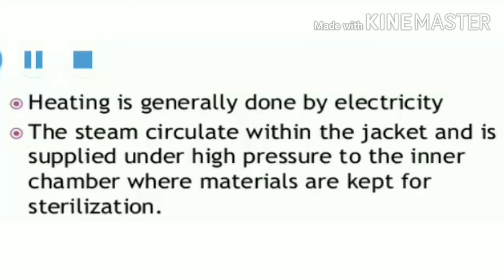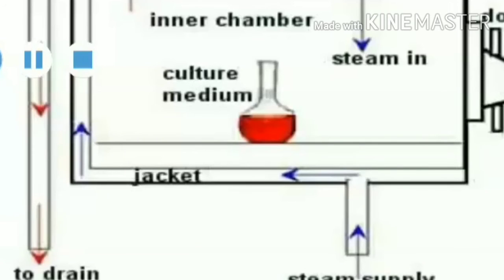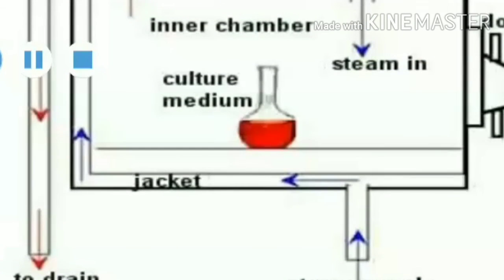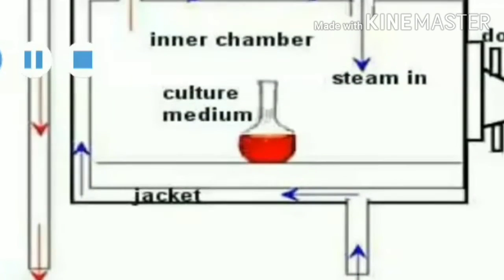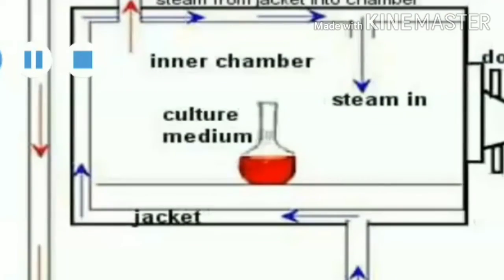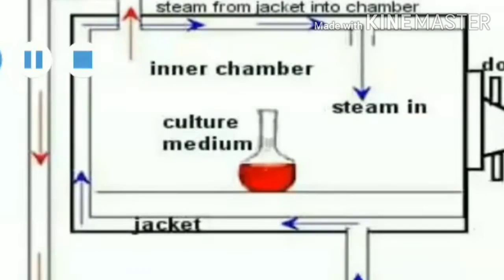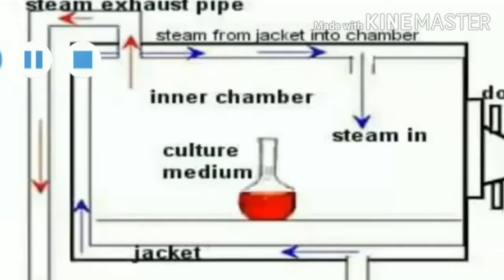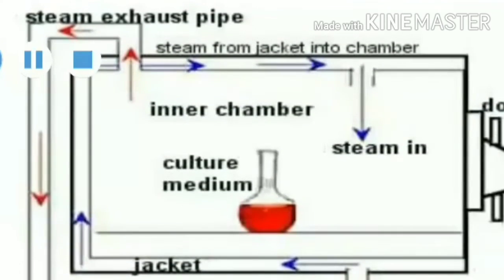In autoclave, heating is generally done by electricity and the steam circulates within the jacket and is supplied under high pressure to the inner chamber where materials are kept for sterilization. Here we can see first steam is supplied to the jacket, then steam comes into a chamber. There is aqueous culture medium or equipments. It can be sterilized by high temperature and pressure for 15 to 20 minutes. After that, steam exhausts through the pipe to drain.